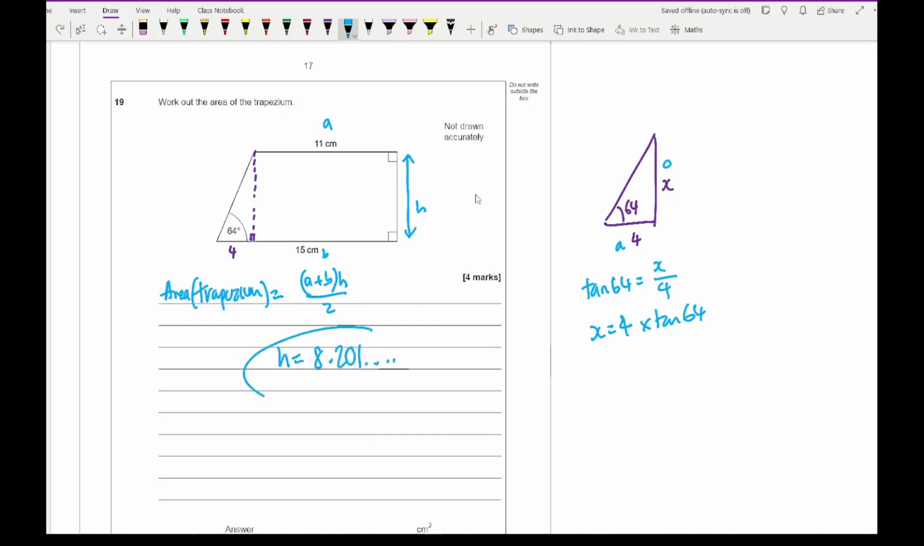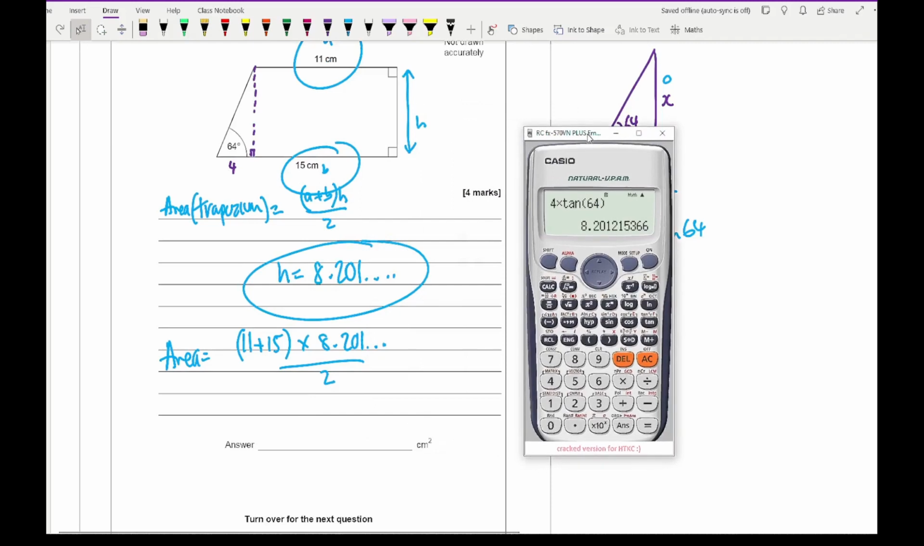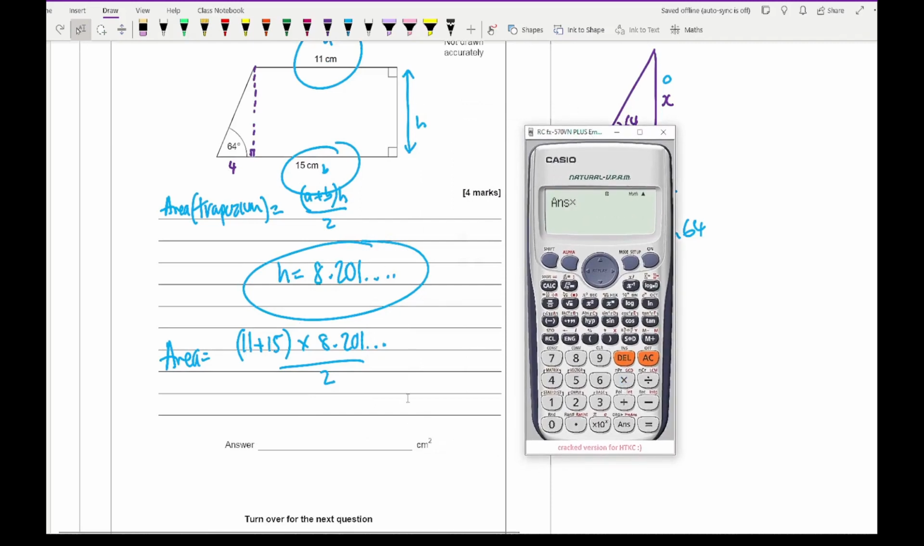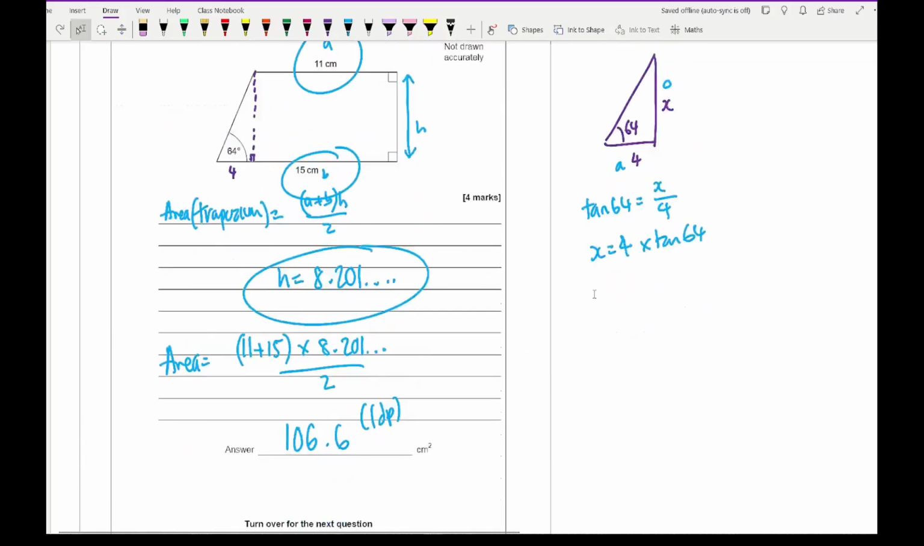So now I've got my three components, I can then substitute them into the formula. So the area is going to be equal to 11 plus 15 multiplied by 8.201, all divided by 2. If I then get the calculator back out, I've already got that in, so I'm going to multiply that by 11 plus 15, which is 26, equals, divided by 2, and it gives me an answer of 106.6 to 1 decimal place. And just double check, it doesn't say anything about rounding.